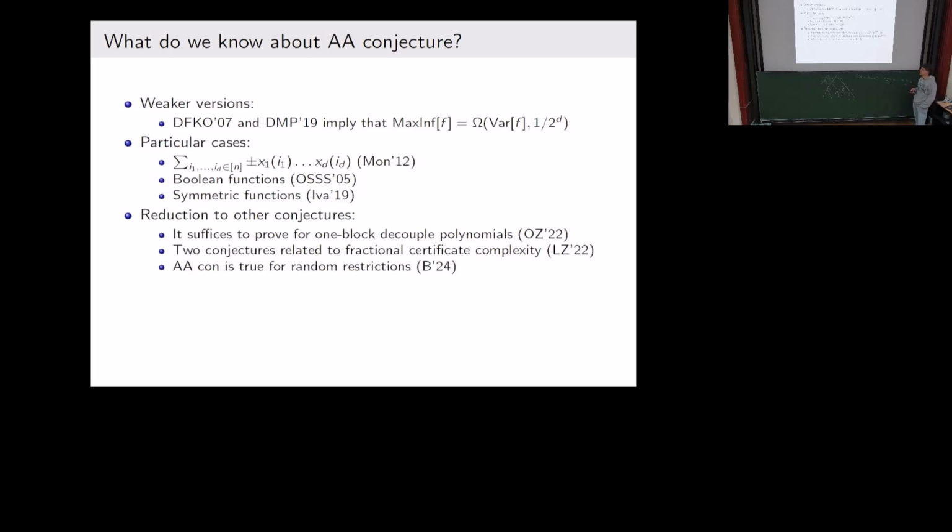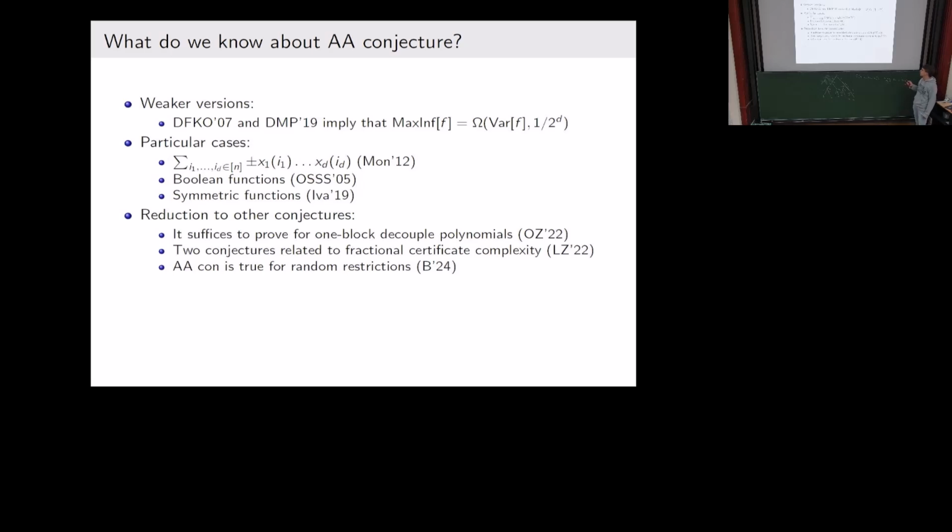I think there is not much progress on these lines. So what I want to mention is that it suffices to prove it for one-block decoupled polynomials. These are polynomials where you have two blocks of variables, and one of the blocks is decoupled, meaning that it acts as if it were in a multilinear form. That is, for every monomial of the expansion, there is only one variable of this block. So it's somehow having one special block that resembles the behavior of multilinear forms.